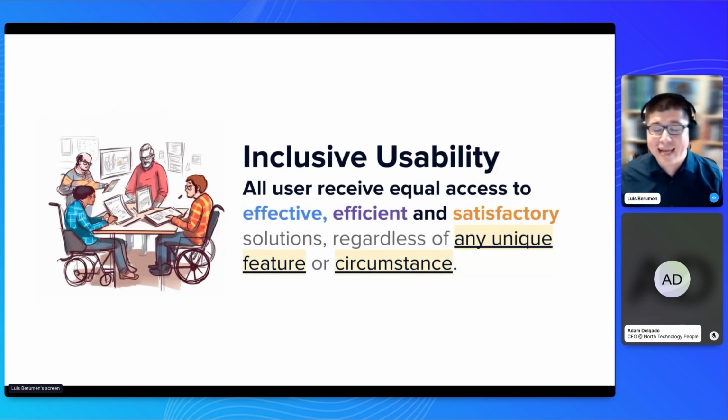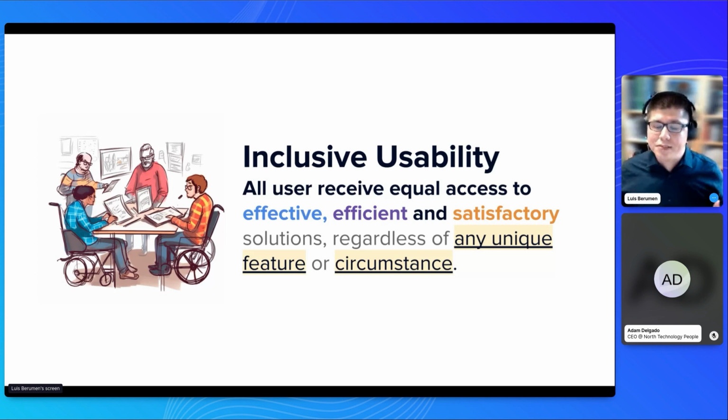So I would like to propose a different dynamic, called inclusive usability testing. This is exactly the same thing. We're still focusing on the efficiency and satisfaction aspects of your solutions. But we are trying to reach every single user, to be for everybody on your platform, regardless of whether they have a unique feature or circumstance. So we're trying to be part of this aspect of universal design.